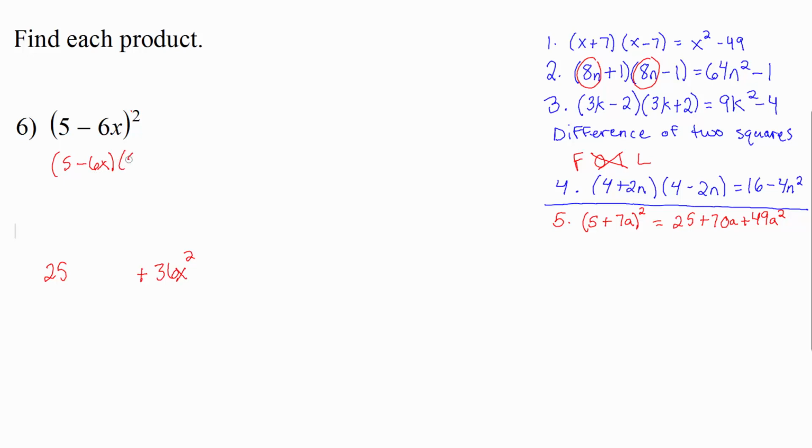So I'm going to write out the parentheses twice. We've already done 5 times 5 and negative 6x times negative 6x. So now we just need to do 5 times negative 6x, which is negative 30x, and negative 6x times 5, which is negative 30x again. When we add those together, we're adding two negative 30x's together. So in other words, we could think of it like multiplication, I suppose. 2 times negative 30x, which is negative 60x.